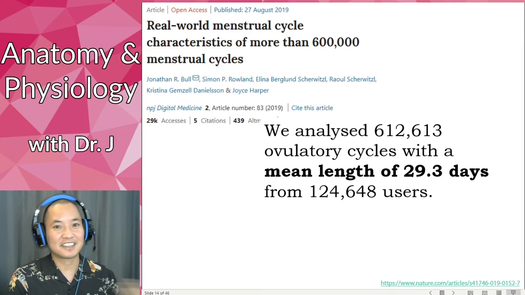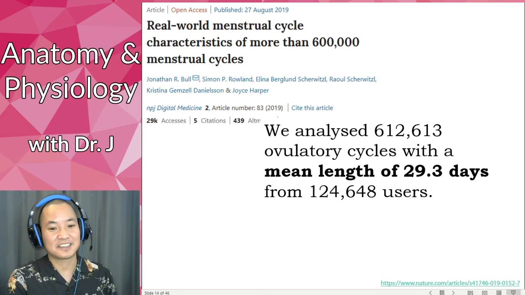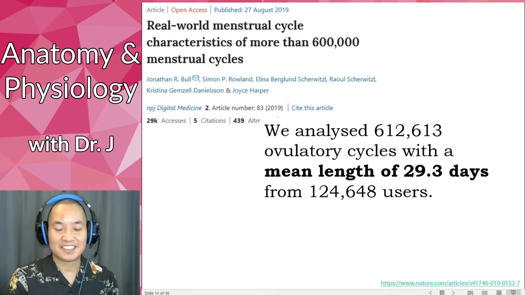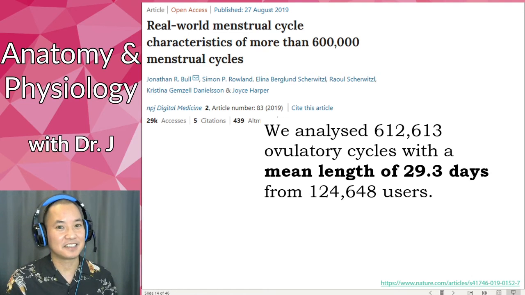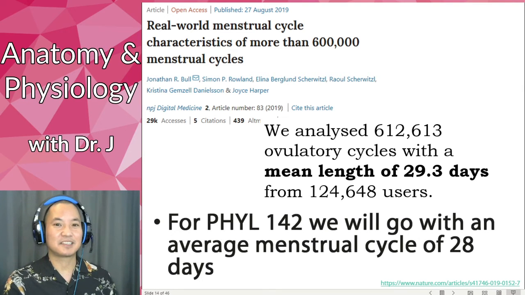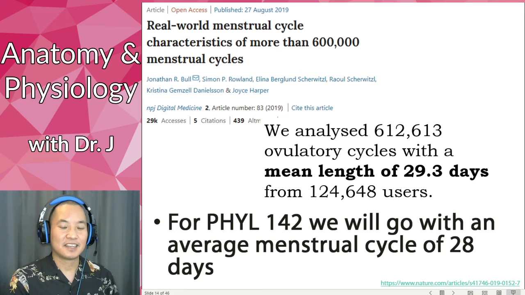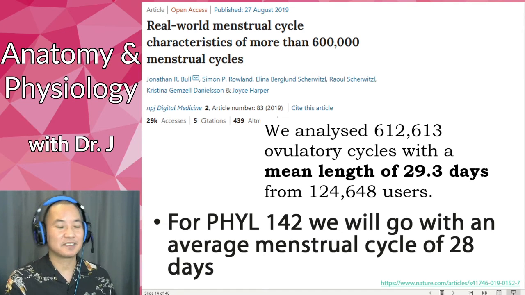So our class data kind of coincides with this study, although this study has much more statistical power because it's way bigger than a physiology class. So the average woman's menstrual cycle is a little longer than 28 days. But for teaching purposes, we'll go with 28 days because it's easy to break down changes of the menstrual cycle by week. And again, 4 times 7 is 28.